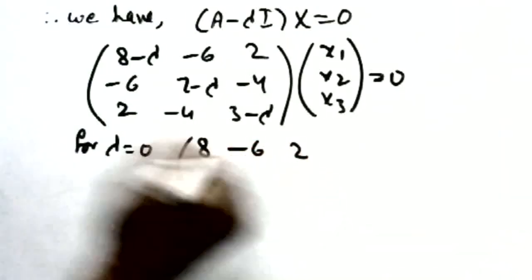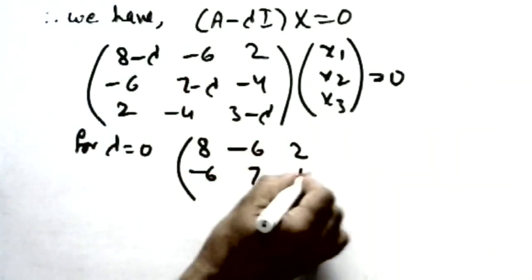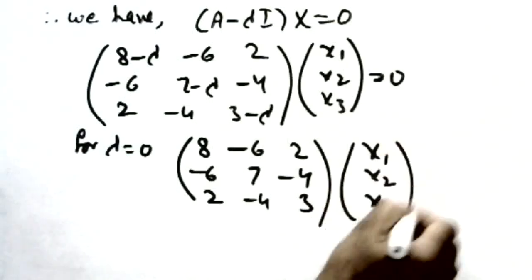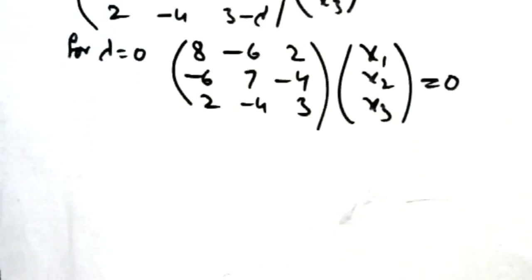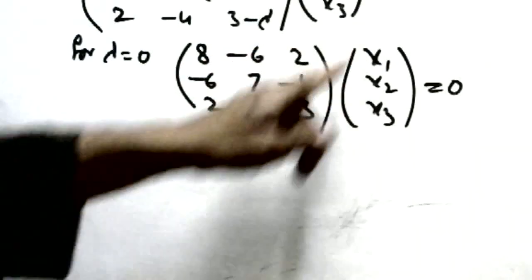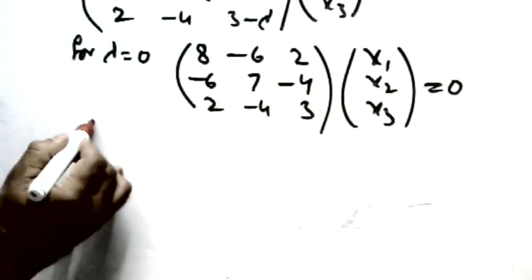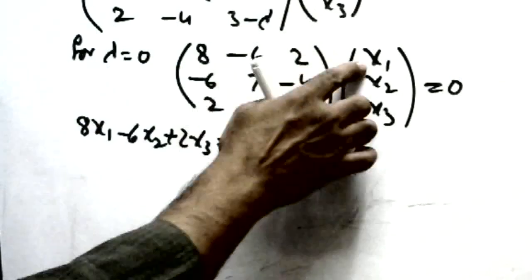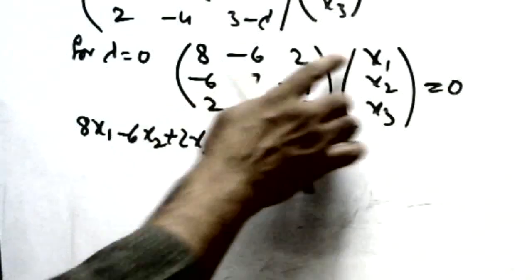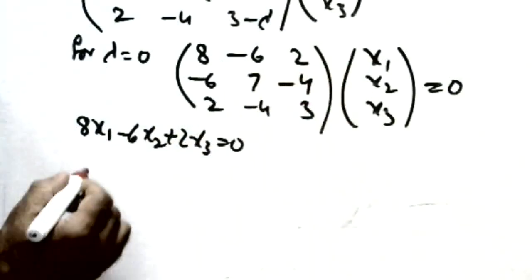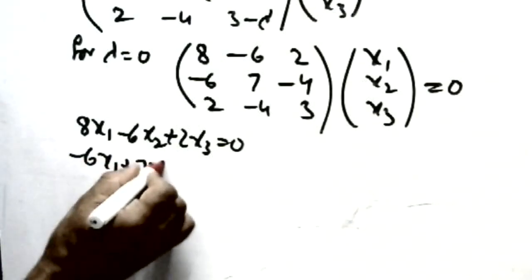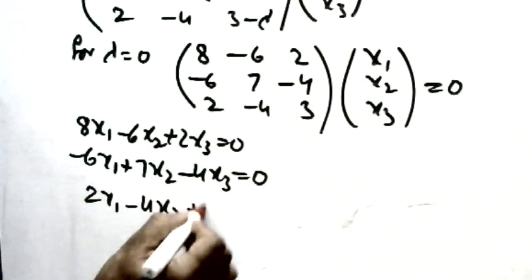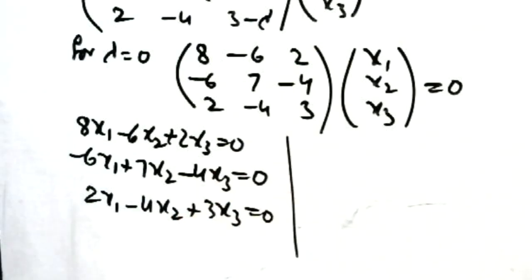Now substitute 0 here. 8 minus 0 will be 8, minus 6, 2; minus 6, 7 minus 0 will be 7, minus 4; 2, minus 4, 3, into x1, x2, x3 equals 0. Now if we solve this, we multiply row into column, row into column, row into column. We get three equations: 8x1 minus 6x2 plus 2x3 equals 0; minus 6x1 plus 7x2 minus 4x3 equals 0; and lastly, 2x1 minus 4x2 plus 3x3 equals 0.